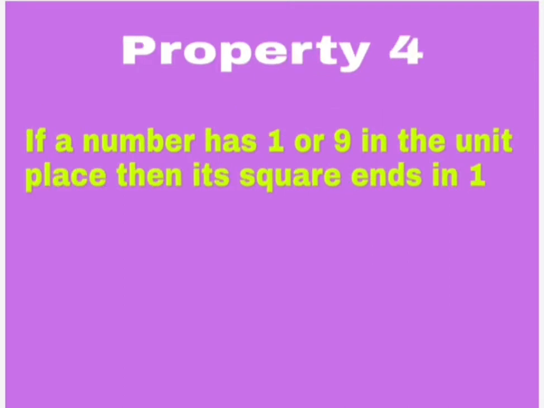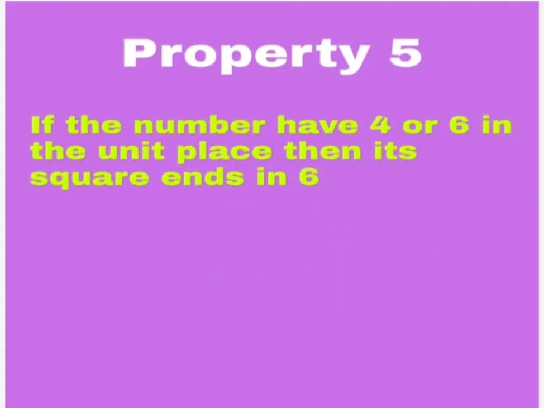Next, the fourth property is if a number has 1 or 9 in the unit place, then its square always ends in 1. If you are squaring any number which has 1 or 9 in the unit place, whatever answer you get after squaring always has 1 in its ones place. So that is the fourth property.